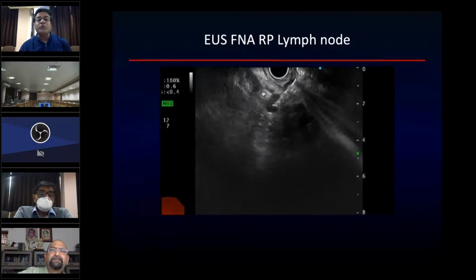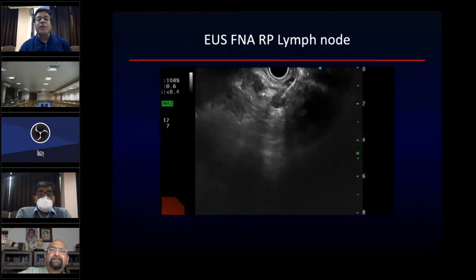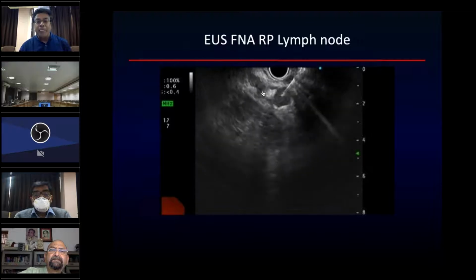We are puncturing with a 22 gauge FNA needle, and we take multiple passes. So these are to and fro movements that are being done. Around 10 to 14 to and fro movements are done. And we do this around 2 to 3 times to get tissue.